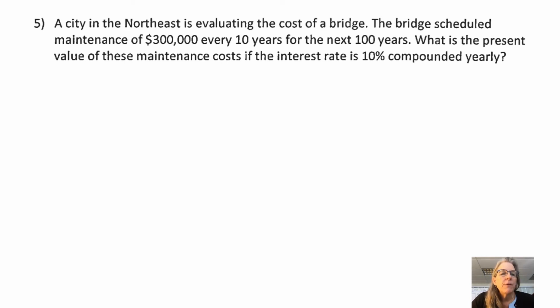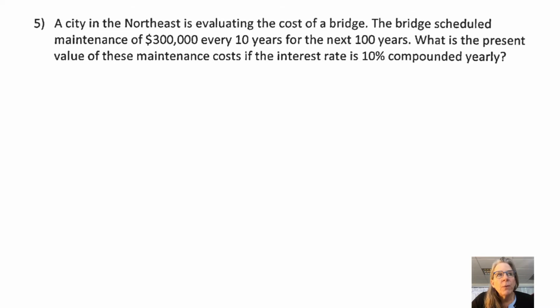So this video covers the fifth problem in the second worksheet on nominal and effective interest rates. In this case, a city in the Northeast is evaluating the cost of a bridge. The bridge has scheduled maintenance of $300,000 every 10 years for the next 100 years. What is the present value of these maintenance costs if the interest rate is 10% compounded yearly?